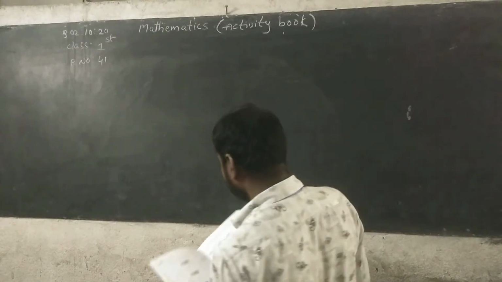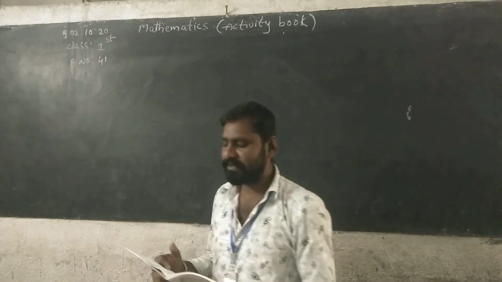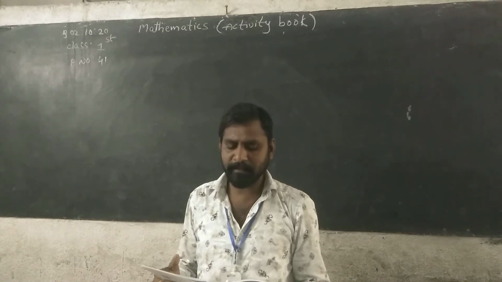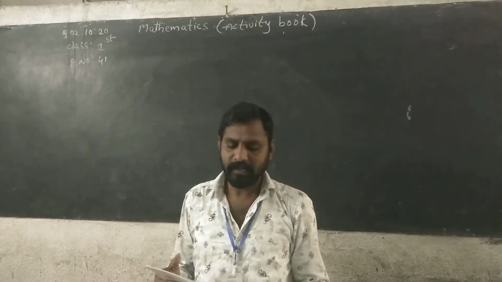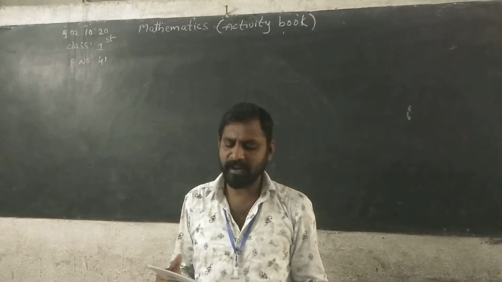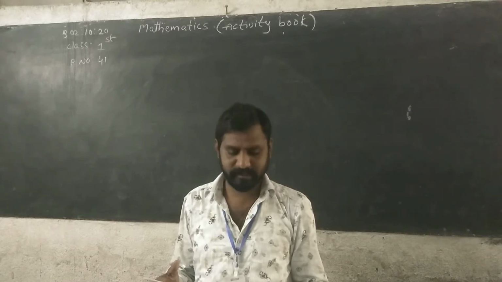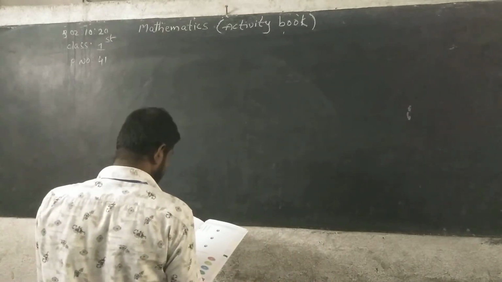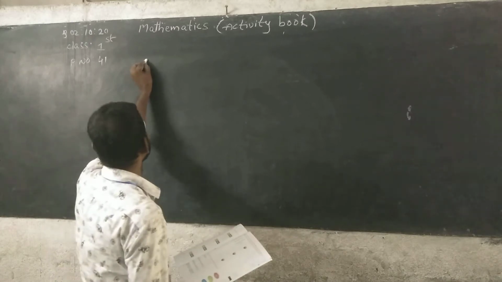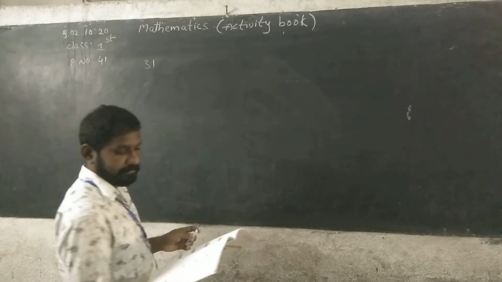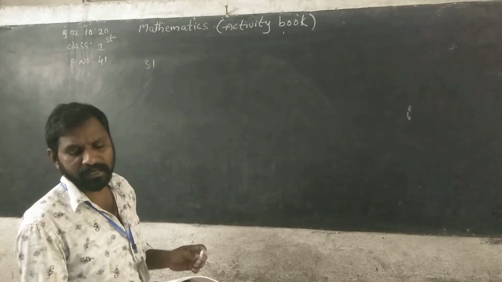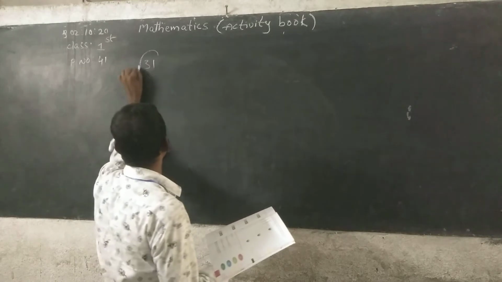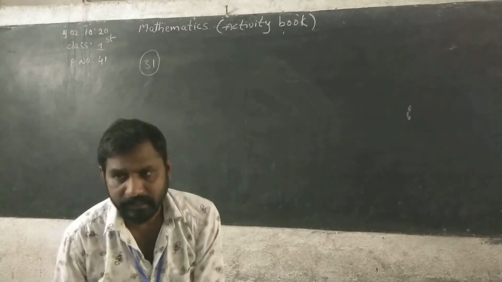See here, 10 boxes make a pile. Use this pile to represent tens and single boxes to represent ones. Draw to show the place values of the following numbers. See here, 31. Draw to show the place values of the following numbers. See, this is 31, beta. Listen carefully.